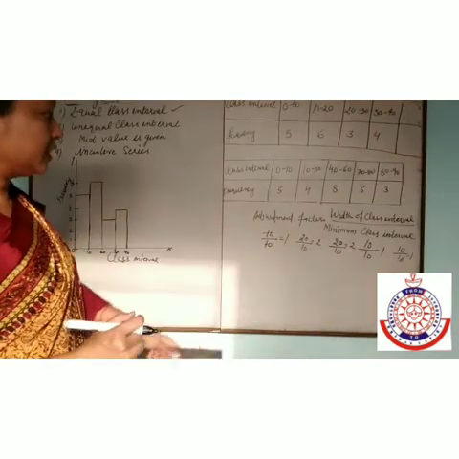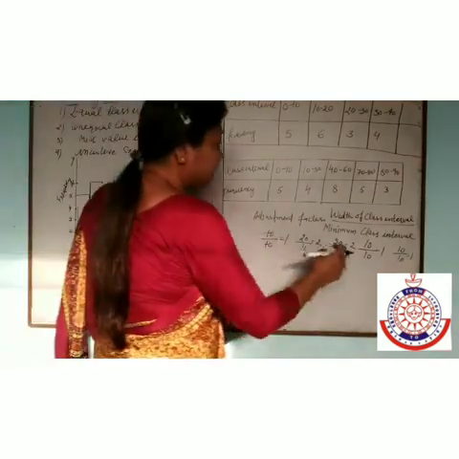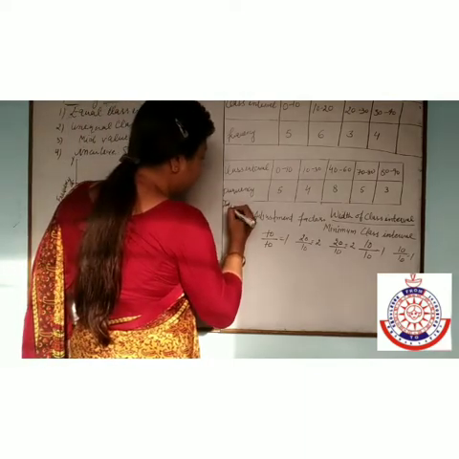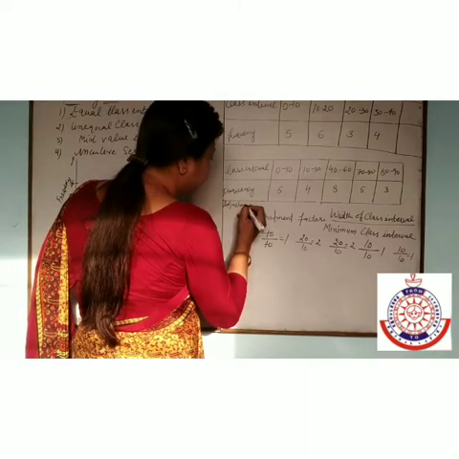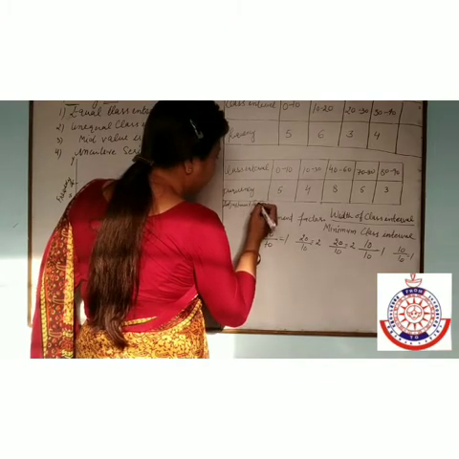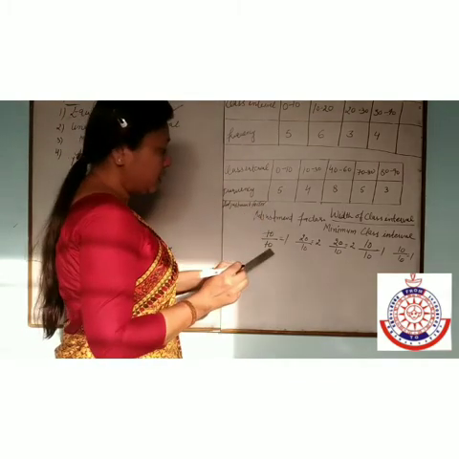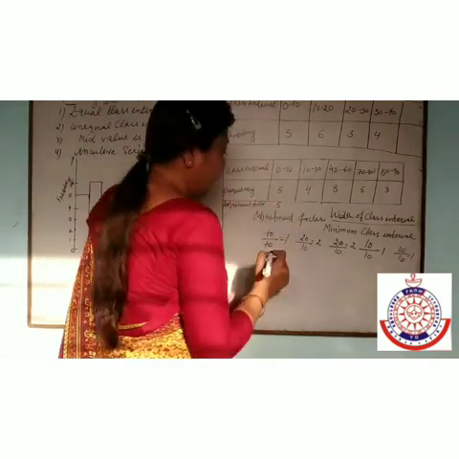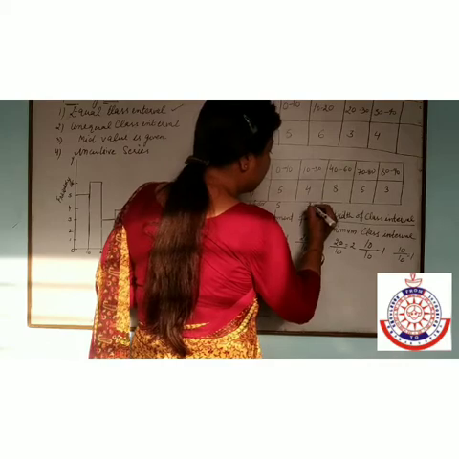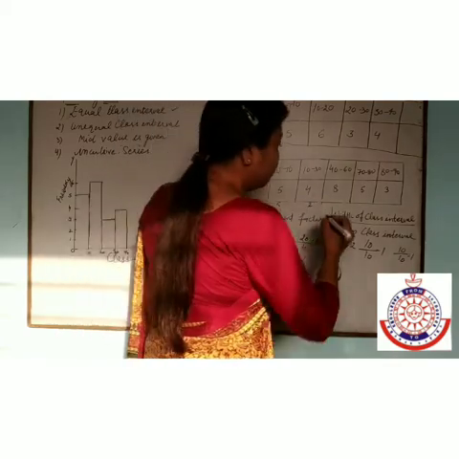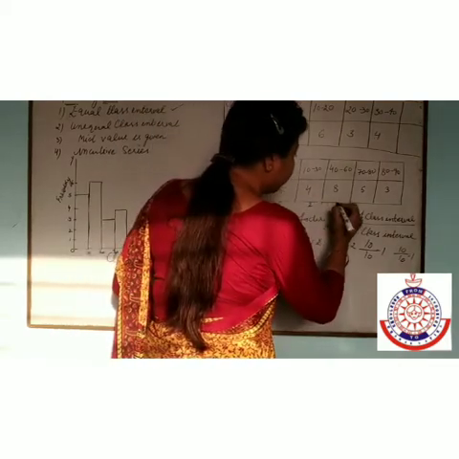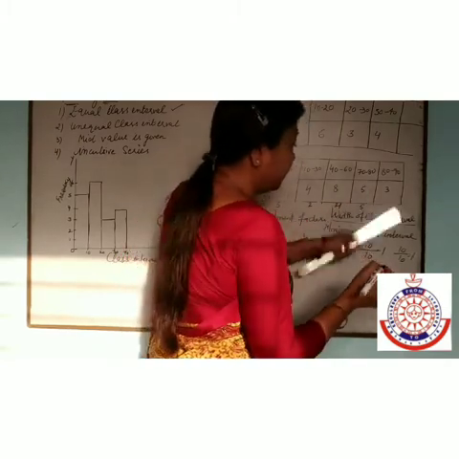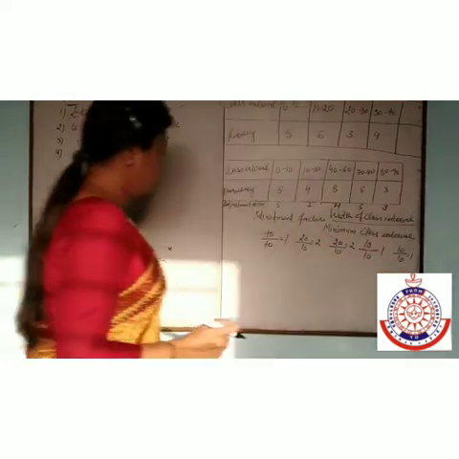So this is our adjustment factor. We are using this adjustment factor for adjusting the frequency. We have to divide the frequency with this adjustment factor. 5 by 1, that is equal to 5. 4 by 2, that is equal to 2. 8 by 2, that is equal to 4. 5 by 1, that is equal to 5. And 3 by 1, that is equal to 3.